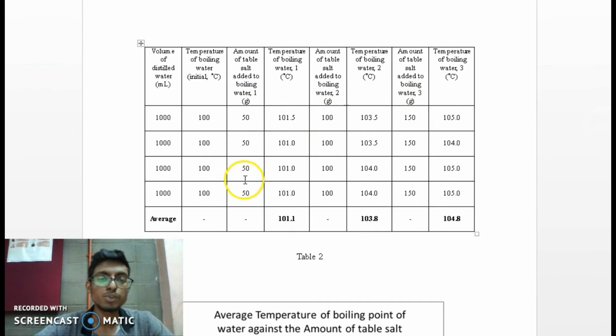So when we're using 50 gram of table salt, the average temperature will be 101.1 degrees Celsius. When we're using 100 gram, the temperature will be 103.8 degrees Celsius. Last but not least, when we're using 150 gram, the temperature will be 104.8 degrees Celsius.